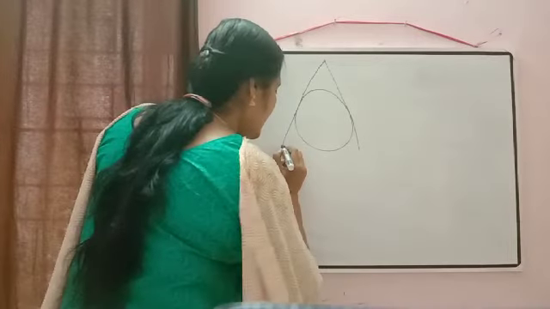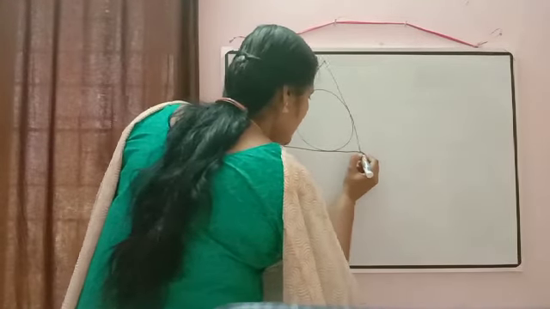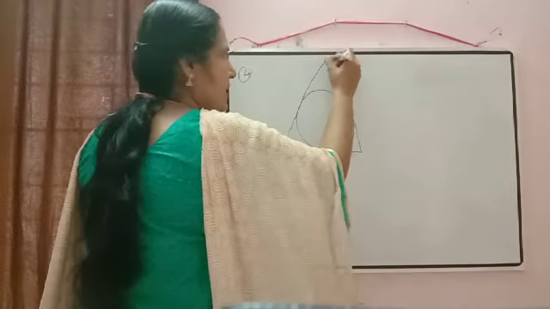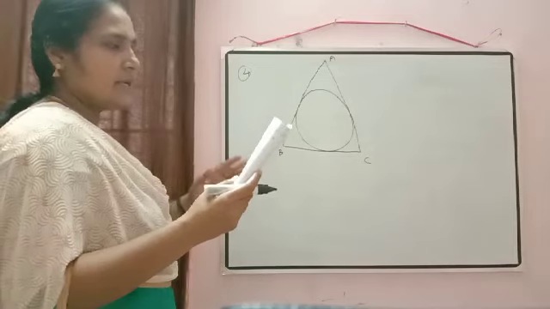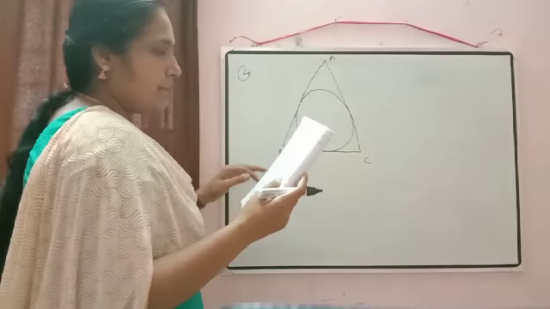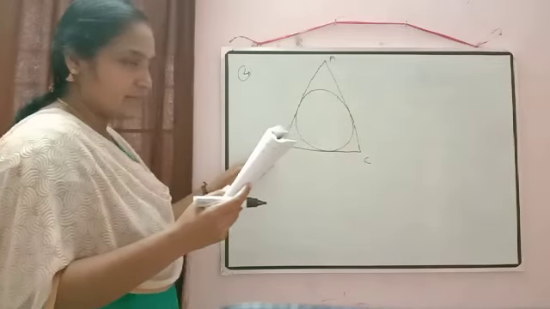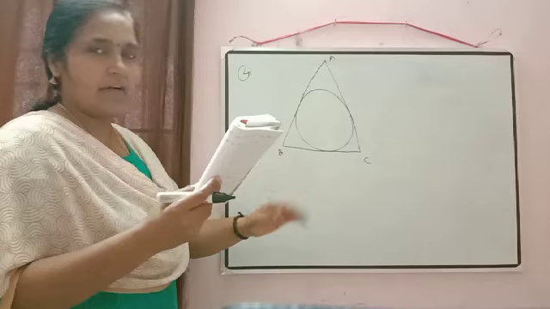It should work as a tangent to the circle here, each side. Okay. So we can mark here A, B, C. Now what is given in the question? AB is equal to AC is given. We have to prove the base is bisected. Base means BC is bisected at the point of contact.